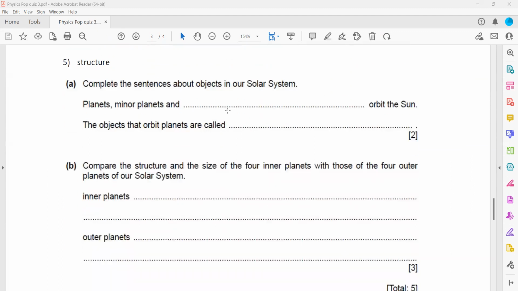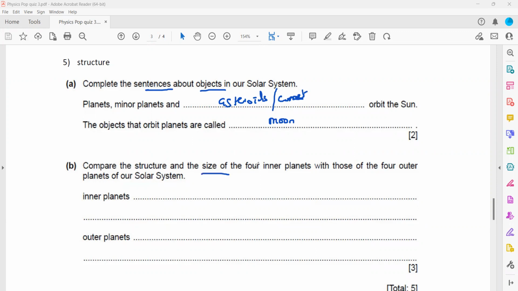In question 5, complete the sentences about the objects in our solar system: planets, minor planets, and dash. So planets, minor planets, and what else is there? You can mention comets, and you can also mention asteroids. They orbit the sun. An object that orbits a planet, we call a moon.